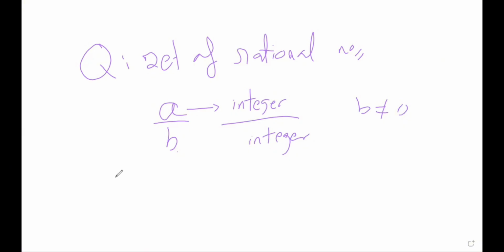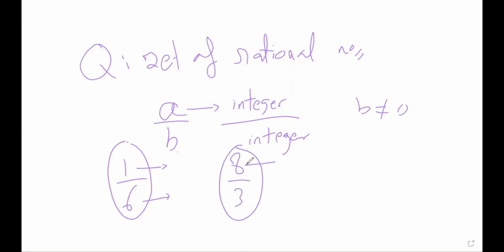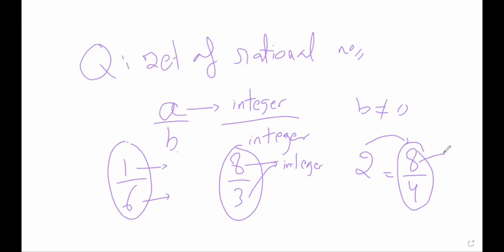يعني for example, if I say 1 over 6, 1 over 6 is a rational number. Why? Because 1 is an integer and 6 is an integer, and it can be written in the form of a fraction. Let's say 8 over 3, this is a fraction. Its numerator and denominator are both integers, so it's a rational number. Another example, if we say the number 2, the number 2 can be written as 8 over 4, for example. So 2 can be written as a fraction that has the numerator and the denominator as integers. So we can say that the number 2 is a rational number.